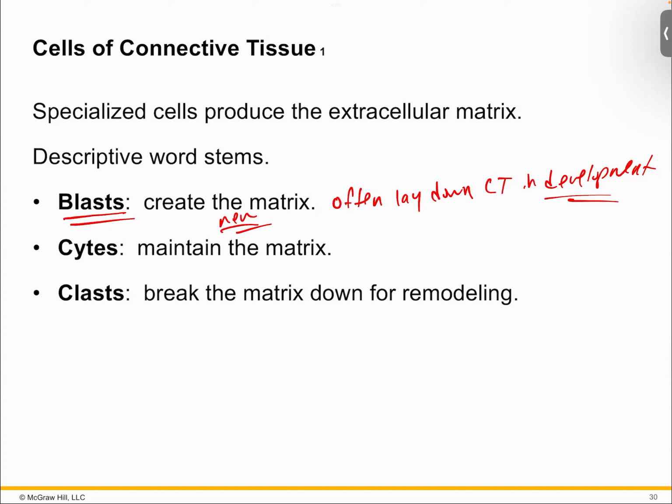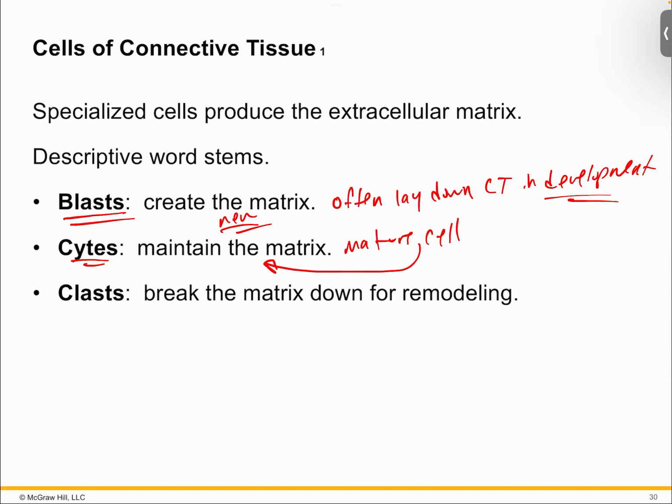Now, oftentimes, blasts will either be replaced by or grow up into a cyte. So this basically is a mature cell that does what? That maintains the matrix. So once you lay it down from scratch, that's the blast cell's job. Then oftentimes these blast cells will grow up into cytes. And then from there on, they'll just be maintaining the matrix. So like just kind of replacing it, things like that, when you run into issues like wear and tear and things of that nature.